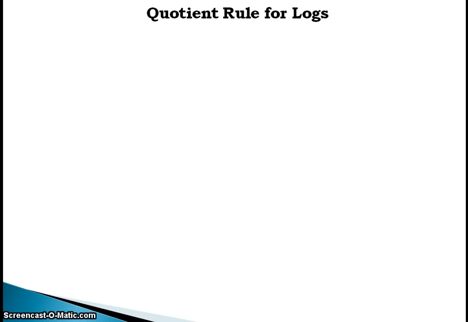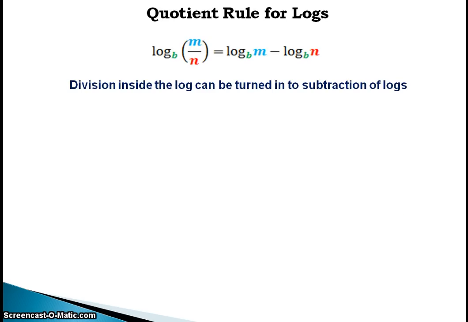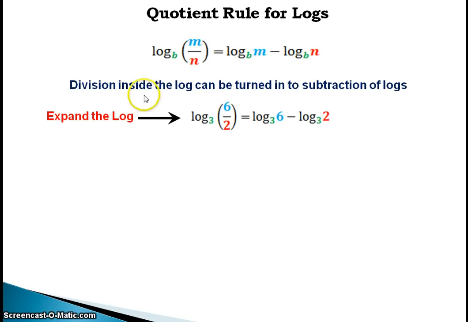Next, we're going to look at the quotient rule. And you may have guessed that this involves division and subtraction. It says that if the input into the log involves division, you can break that up into 2 logs or more logs that you subtract. So in this case, we have the log base 3 of 6 divided by 2. We can rewrite that as 2 separate logs, log base 3 of 6 minus log base 3 of 2. Now note that the bases of these have to be identical or this will not work.